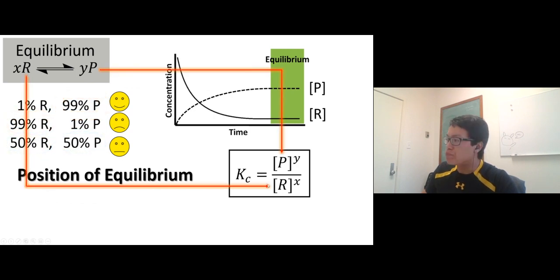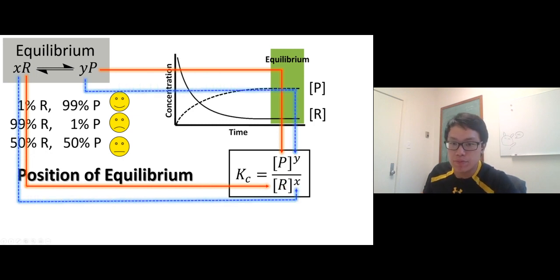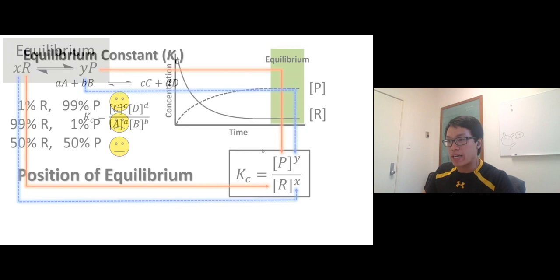Kc can be expressed as the concentration of the product over the concentration of the reactant, and both concentrations are raised to the power of the coefficient in the balanced equation. So you have the balanced equation all the time, right? So we do concentration of P to the y and concentration of R to the x. Chemists use this equilibrium constant to determine the position of equilibrium. Let's talk about Kc in the next video.